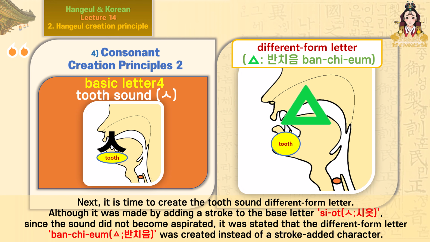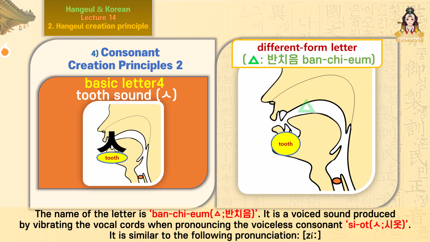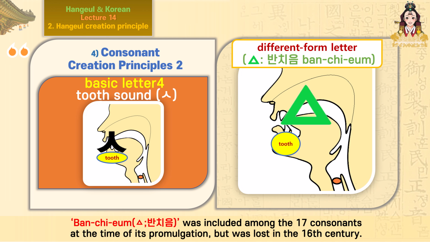Next, it is time to create the tooth sound different form letter. Although it was made by adding a stroke to the base letter, siot, since the sound did not become aspirated, it was stated that the different form letter, Byungseo, was created instead of a stroke added character. The name of the letter is Byungseo. It is a voiced sound produced by vibrating the vocal cords when pronouncing the voiceless consonant, siot. It is similar to the following pronunciation, z. Byungseo was included among the 17 consonants at the time of its promulgation, but was lost in the 16th century.